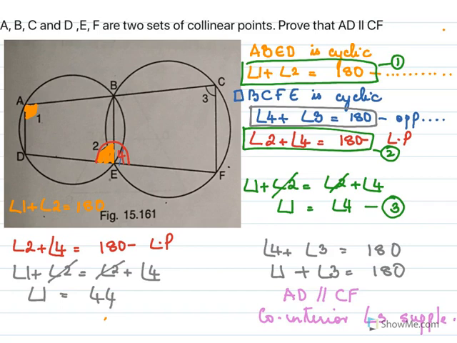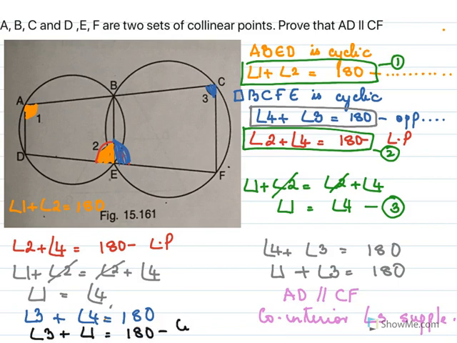And in the next step, I know angle 4 plus angle 3 is 180. Same, cyclic. But for angle 4, this is angle 4, I will put 1. This is angle 3. For 4 I'll put 1. This is 180. So these are co-interior angles and they're supplementary, so the lines are parallel.